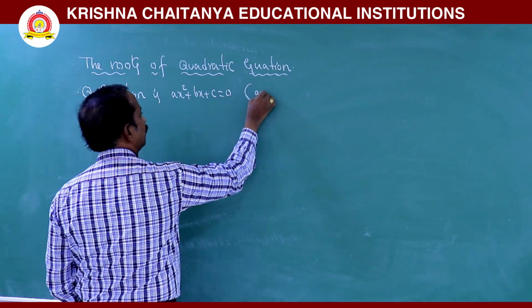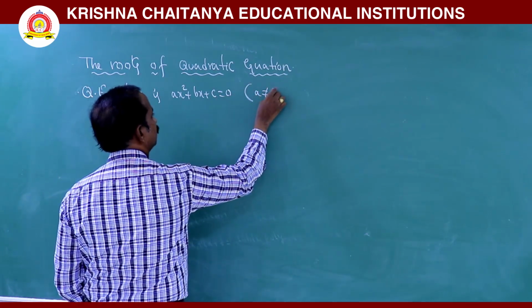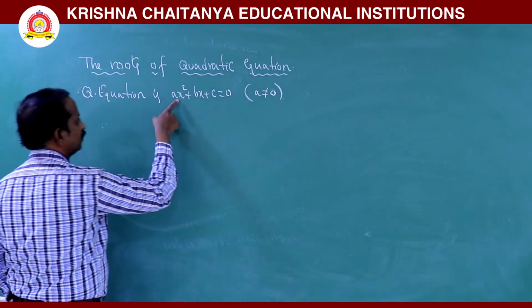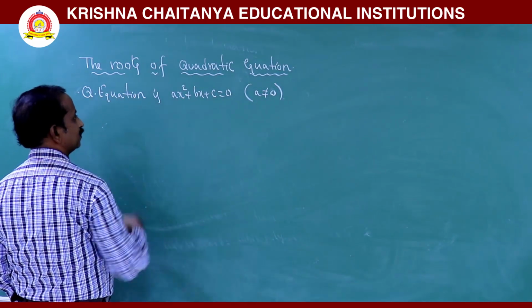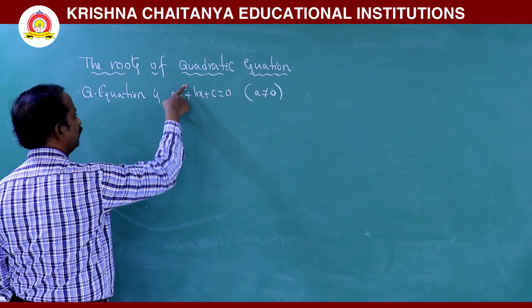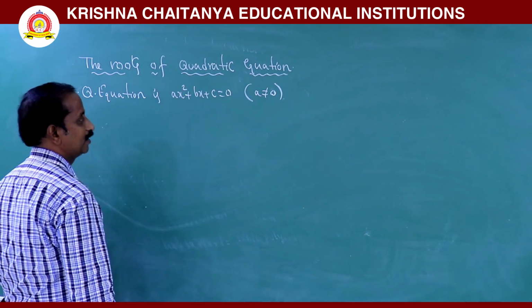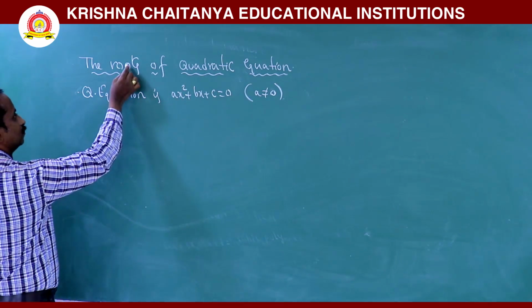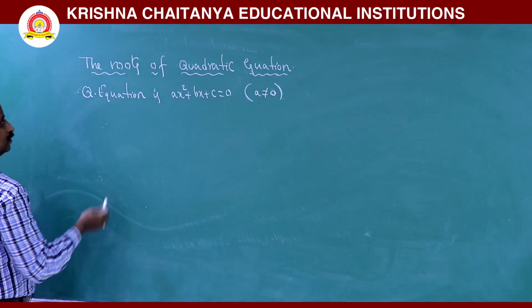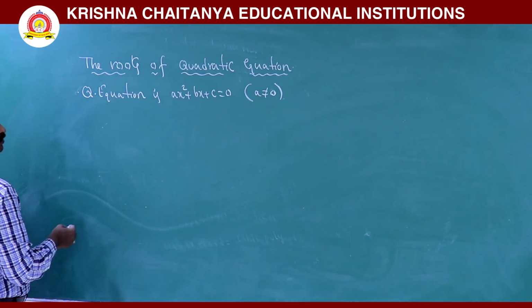The condition is that a must not be equal to 0. If it is equal to 0, we can't say it is quadratic. If it is not equal to 0, the degree is 2, so we call it a quadratic equation. What we want is the root of the quadratic equation. We don't know its roots.